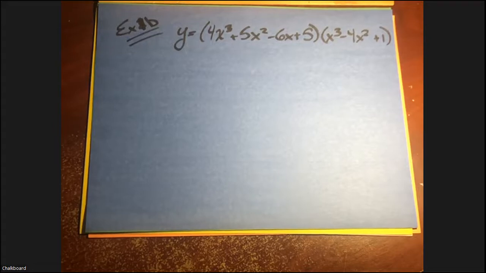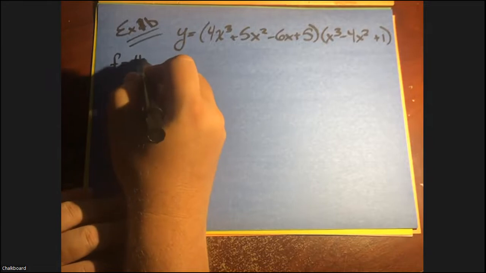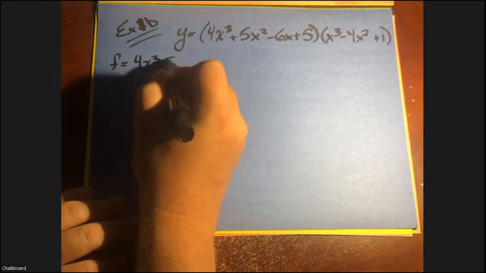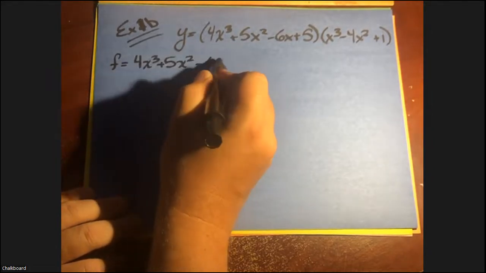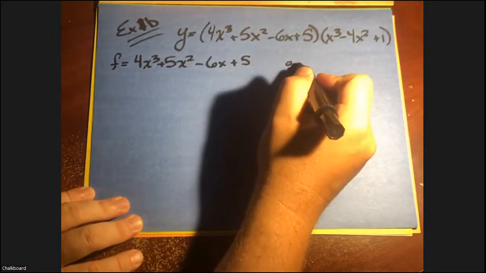Here, we have an obvious f and g. We're gonna make the f, of course, the first thing. And then, of course, we're going to make the g the second thing.